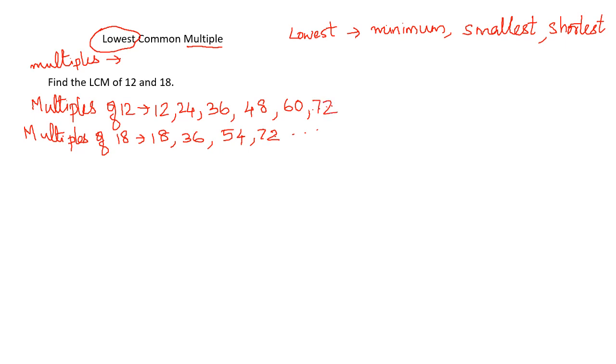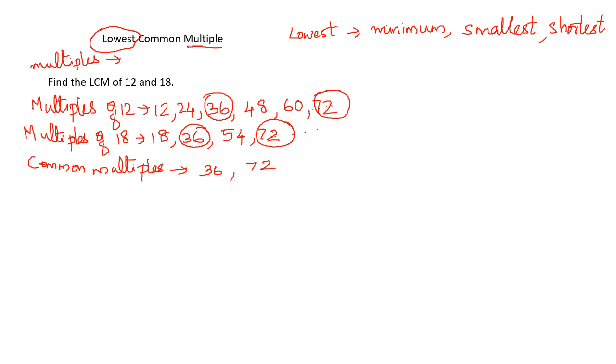Now we are going to write the common multiple. What are the common multiples you have? This method you have already learned, isn't it? We have here 36 and here also we have 36. So the common multiple is 36. Then we have 72. Here also we have 72. So common multiples are 36 and 72.